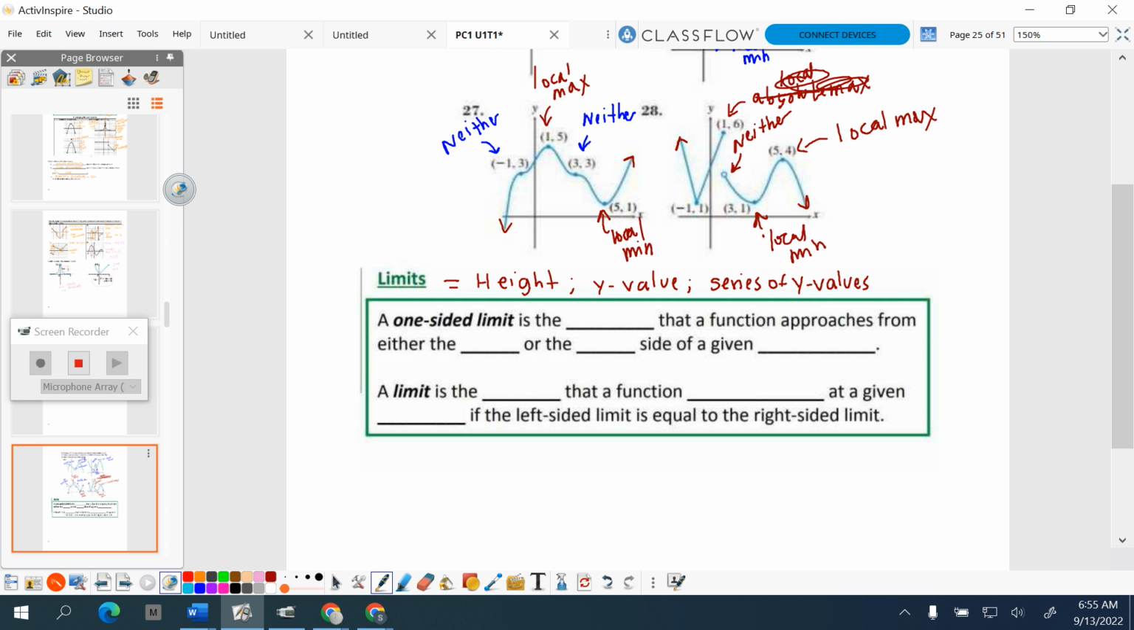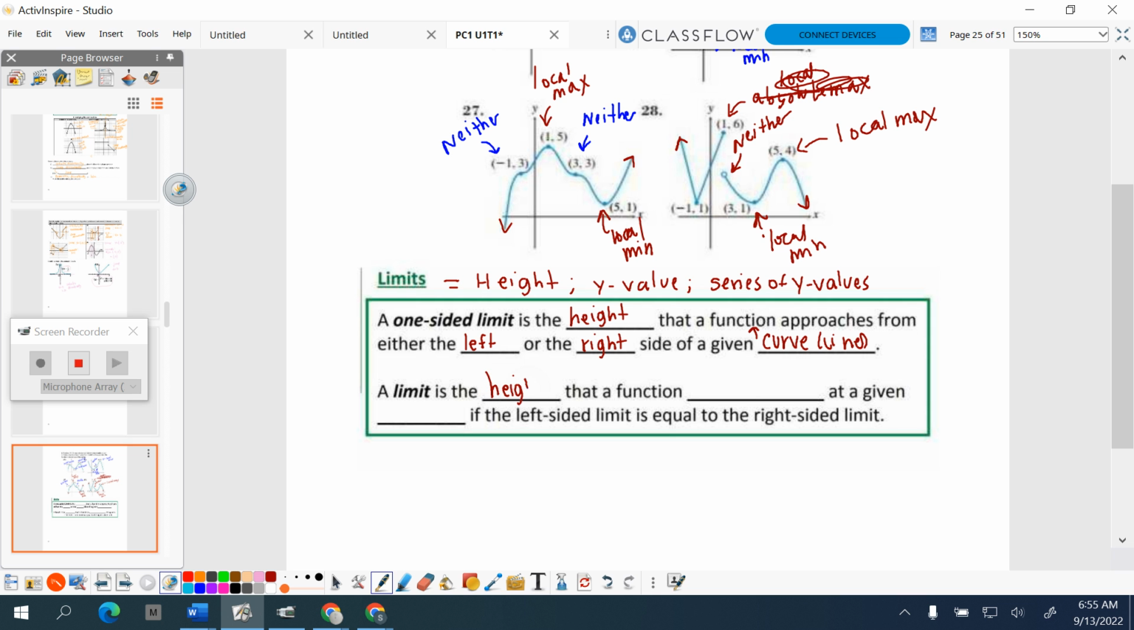So a one-sided limit is the height. I like to use this word so much because it makes so much more sense and we don't confuse it with an x value. That a function approaches from either the left or the right side of a given curve or line, but literally of the function, right? A limit in general is the height.